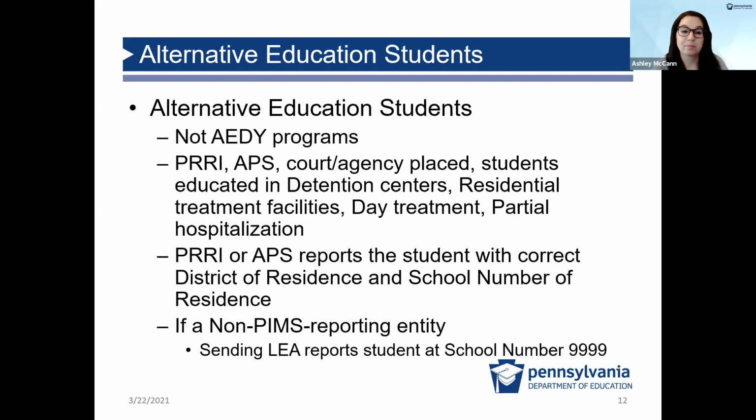And if the school that the student, or the alternate education that the student is being sent to, is not a PIMS reporting entity, then the sending LEA will report those students at quad 9.